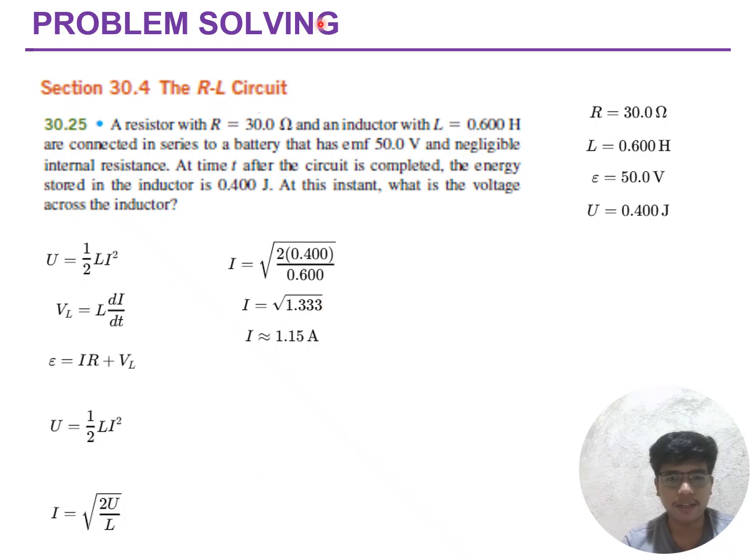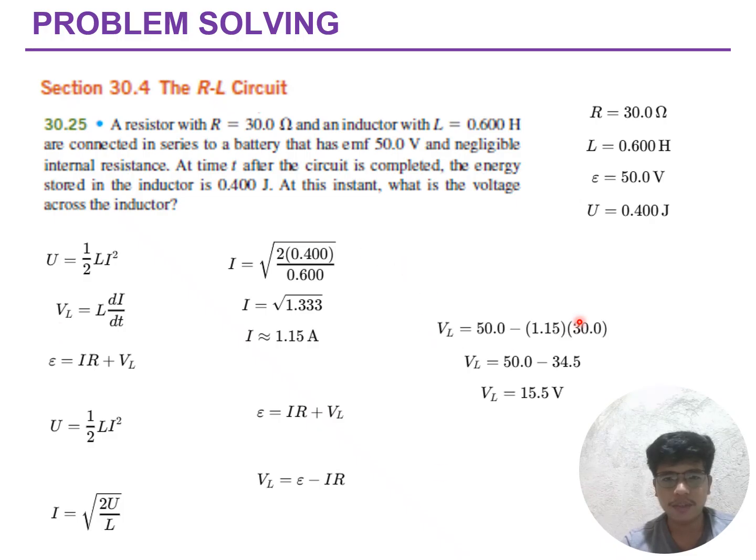After that, we need to apply Kirchhoff's loop rule. The battery voltage is shared between the resistor and the inductor. So this is the formula to solve for the inductor voltage. Then all we need to do is substitute. V sub L is equal to 50.0 minus 1.15 times 30.0, which is equal to 50.0 minus 34.5, so V sub L is equal to 15.5 volts.